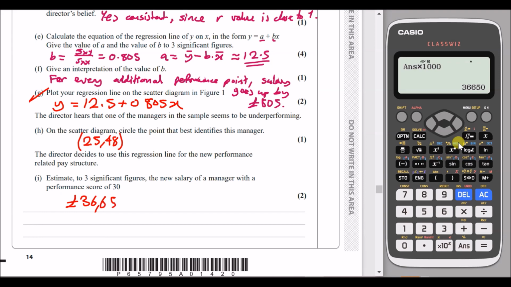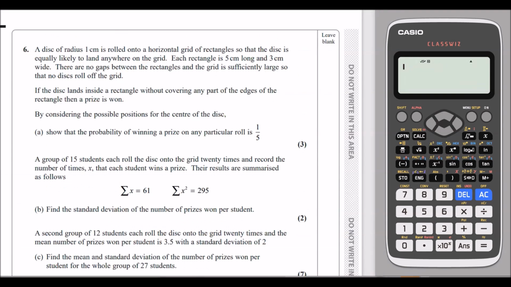£36,650, which is to 3 significant figures, approximately 36,700. That's it. I think we're done here. Alright, number 6, guys. Let's do it.